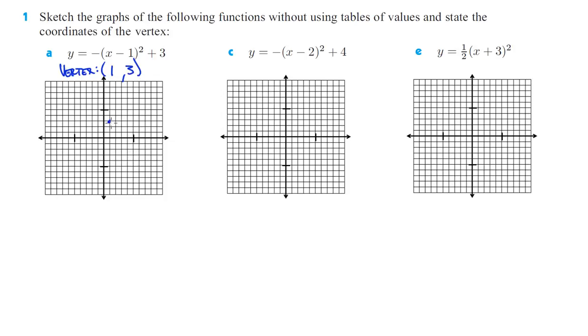1 and 3. Okay, now here's something that's a little different. Since this is negative, think of this as negative 1.